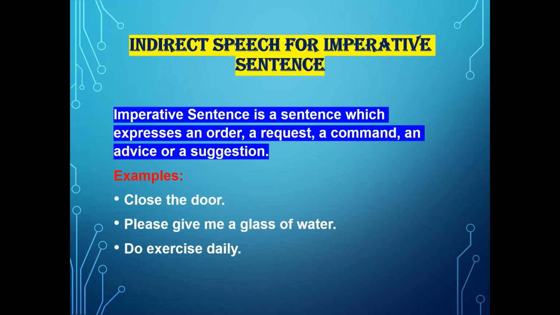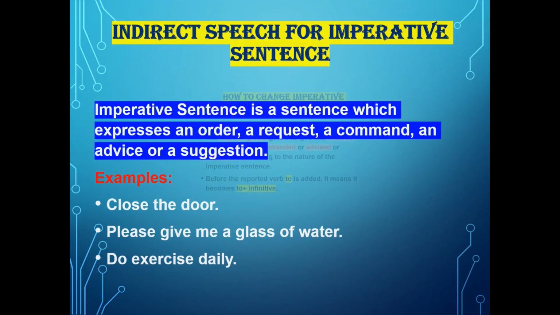Now let's discuss indirect speech for imperative sentence. So as you know, imperative sentence is a sentence which expresses an order, a request, a command, an advice, or a suggestion. For example, close the door. Please give me a glass of water. Do exercise daily. So these are some examples of imperative sentence.